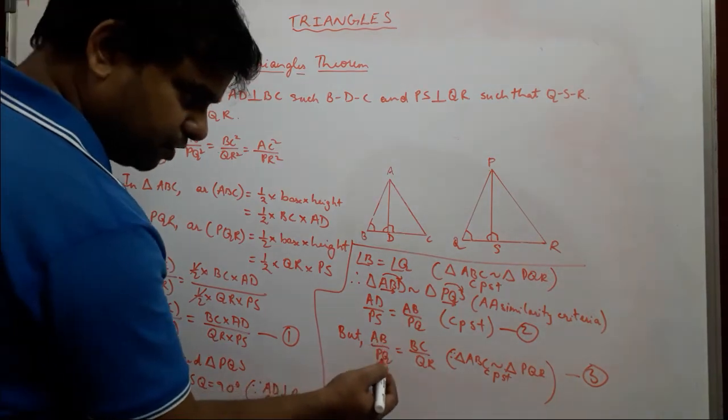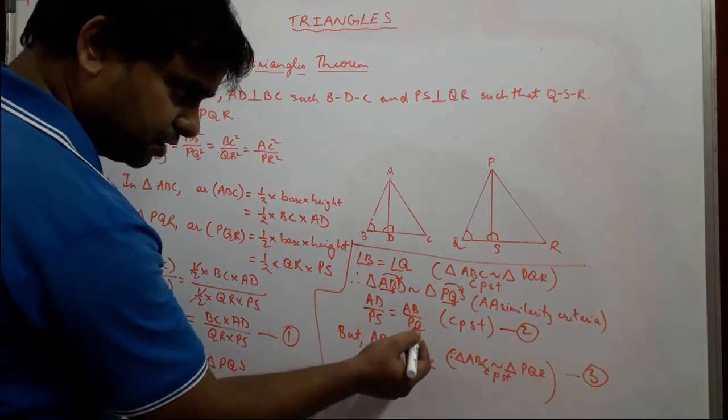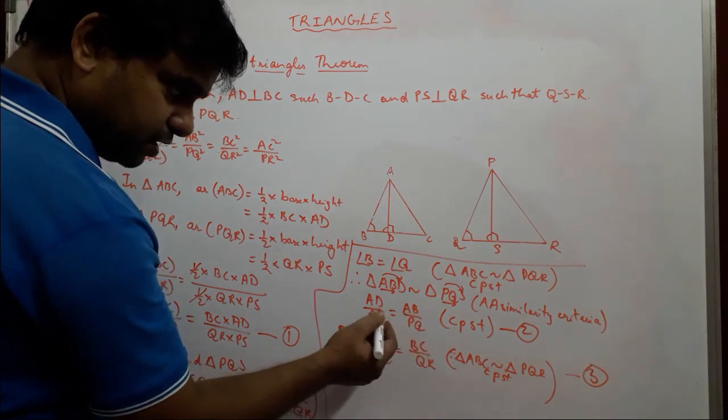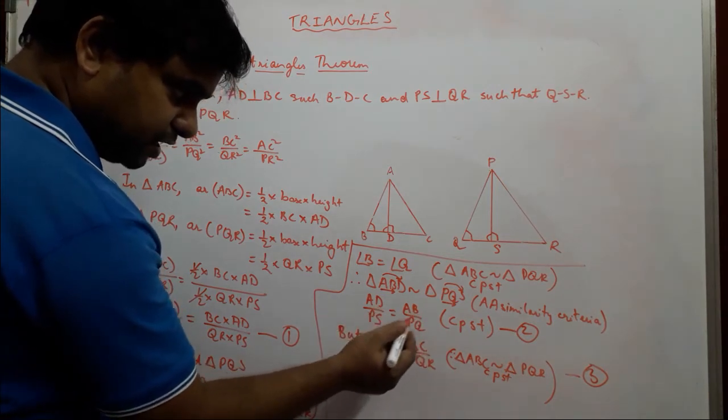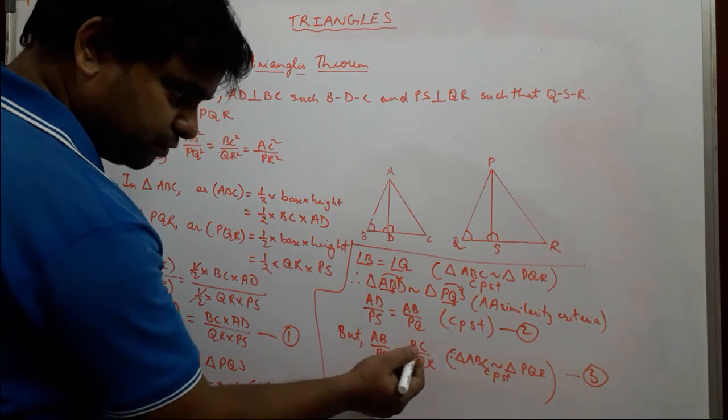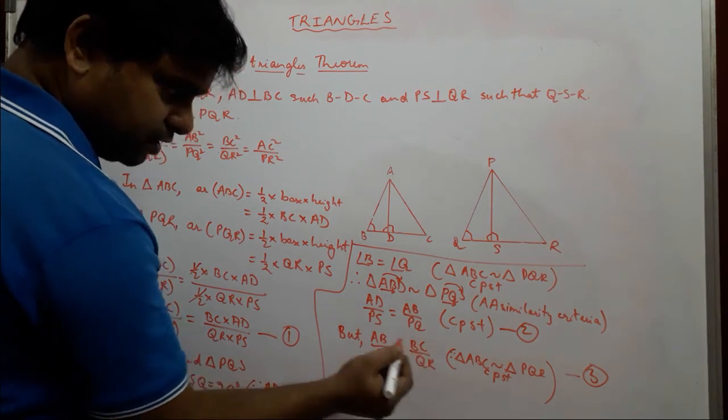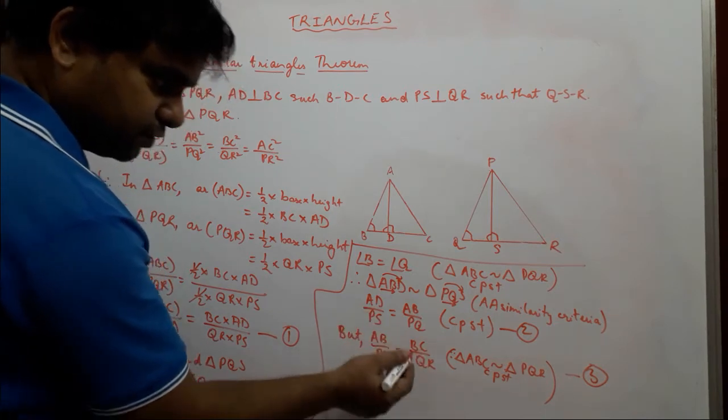Now from 2 and 3, what do we have common? We have AB upon PQ and AB upon PQ common. AB upon PQ is equal to AD upon PS, but AB upon PQ is also equal to BC upon QR. So we can say that the two are equal to each other.